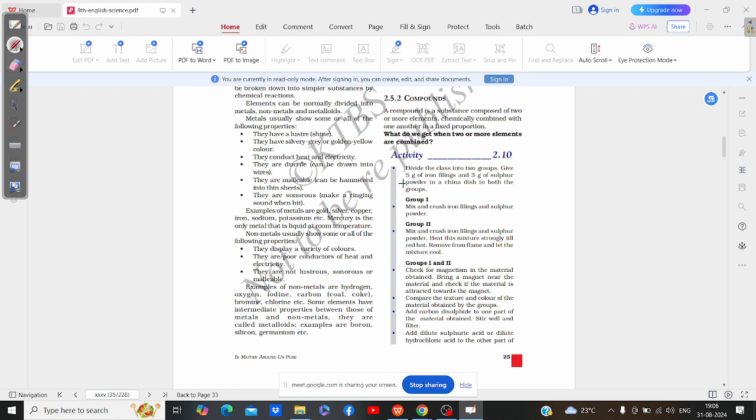Divide the class into two groups. Give 5 gram of iron filling and 3 gram of sulfur powder in a china dish to both the groups. So we have two groups in the class, one is A and one more is B. The china dish you can assume like a bowl. So 5 gram of iron fillings. Have you seen iron fillings? They are very, very small pieces of iron.